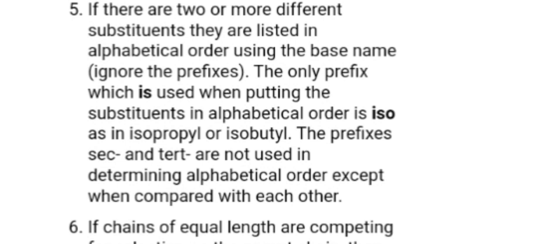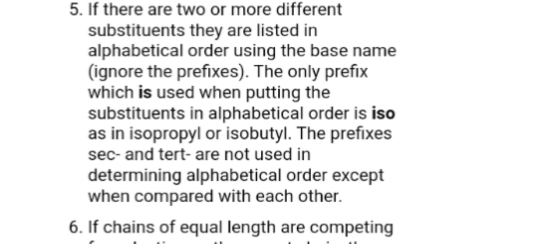If there are 2 or more different substituents, they are listed in alphabetical order using the base name. For example, now let's say we have ethyl and methyl. E and M, which one will come first in the alphabet? E will come first. So if you want to list the name of the compound, start with ethyl because E will come before M. That's what they're trying to say there.